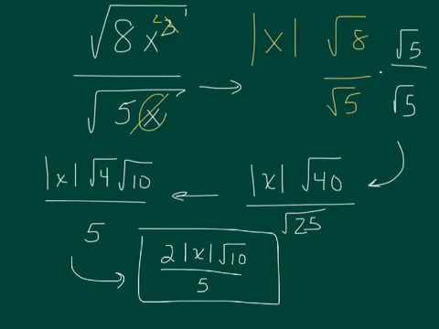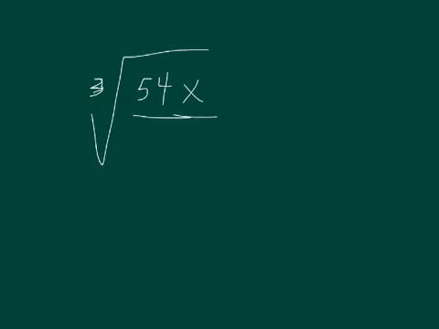What about things like cube roots in the denominator where we have to rationalize? Let's look. It's supposed to be a 3. Cube root of 54x over 2y.